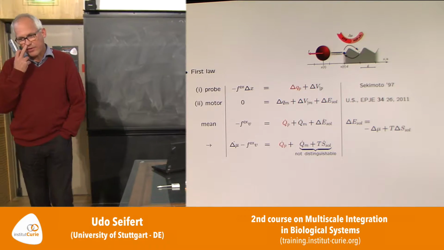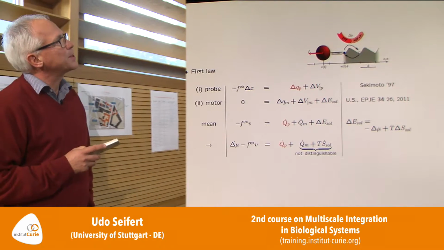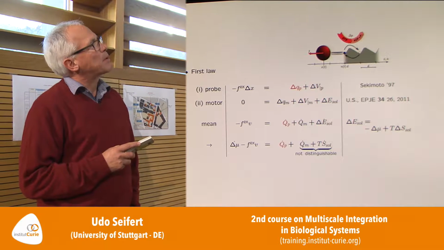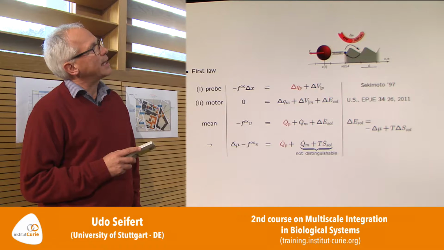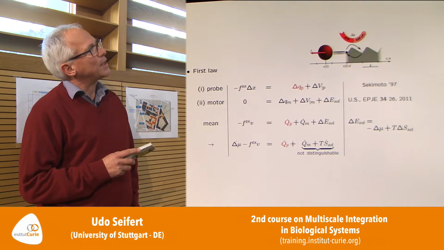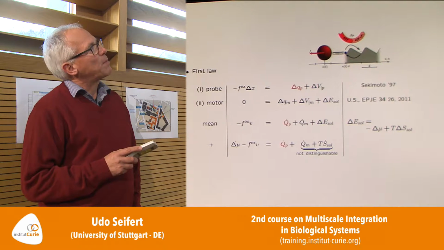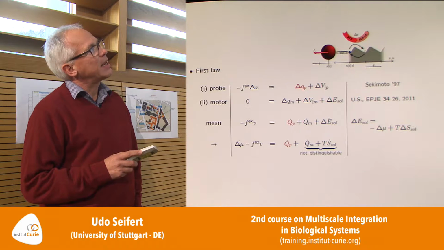Now, again, a summary of the first law for this situation. The first law has 2 contributions. So suppose the probe particle moves a distance delta x. How does the first law look like? Then we have work against the external force. If the probe particle moves, we have some heat associated with that motion. And of course, we have a change in internal energy because that spring is loaded.